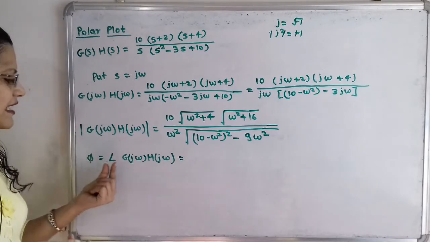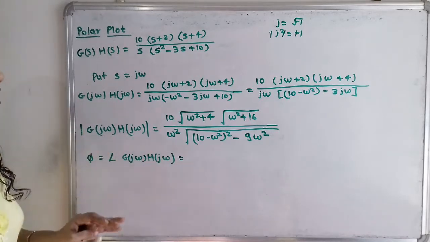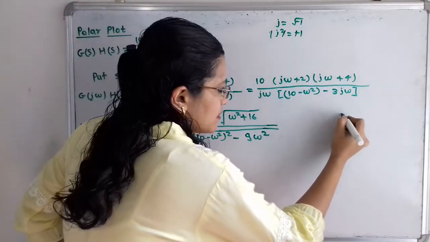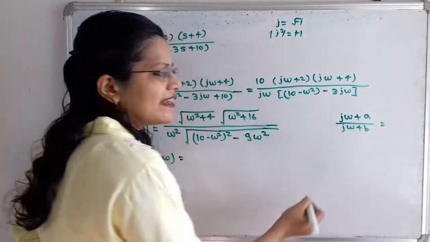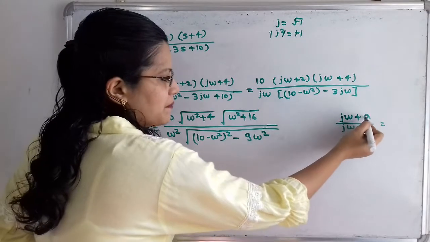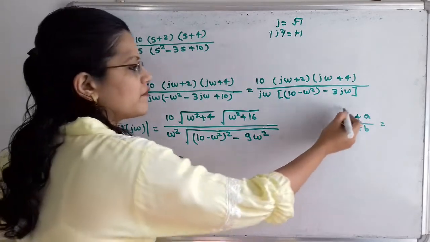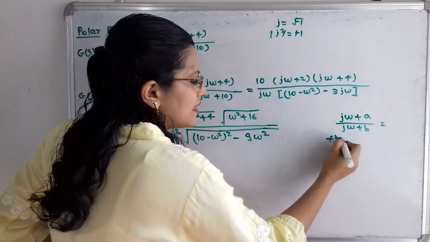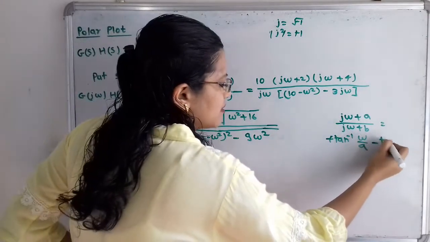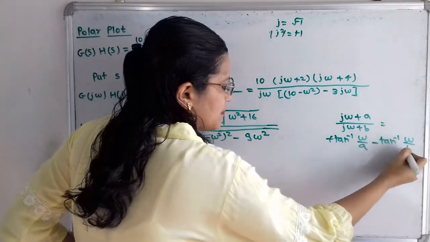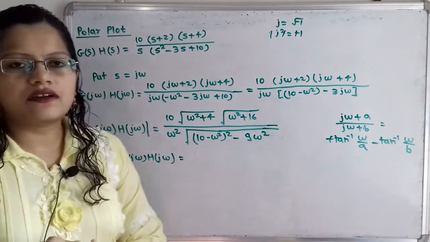Now we will move to the next, that is phase angle phi, that is angle of G j omega H j omega. How to write? Now we have one formula: when our transfer function is (j omega plus a) divided by (j omega plus b), then how can we write the angle? This j omega is the imaginary part, a is the real part. Here j omega is the imaginary part, b is the real part. So whenever our term is in the numerator, we will take plus tan inverse of omega by a. And whenever the term is in the denominator, we will take minus tan inverse of omega by b, because b is in the denominator.